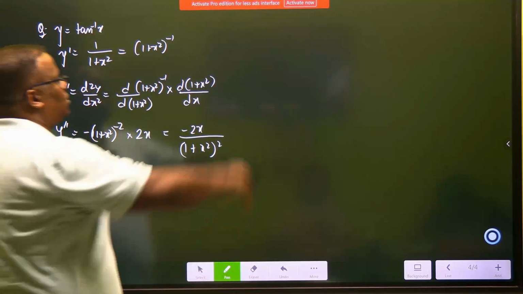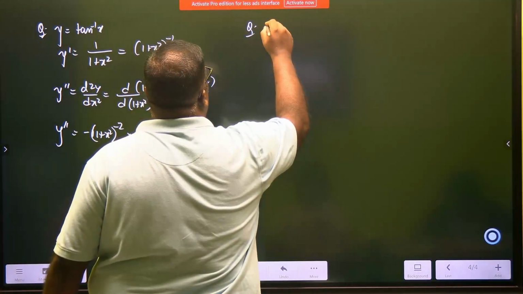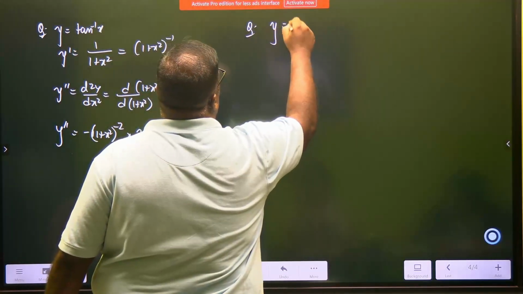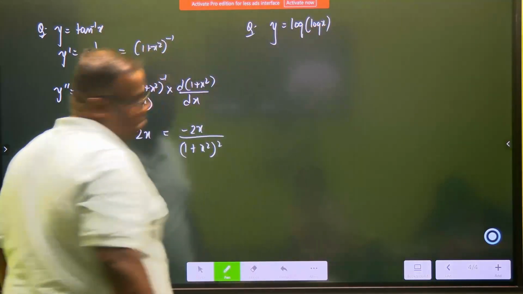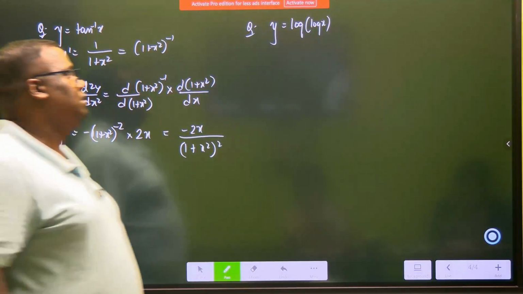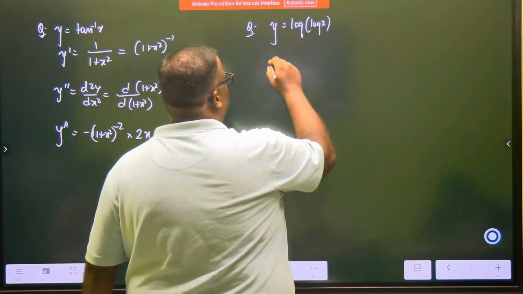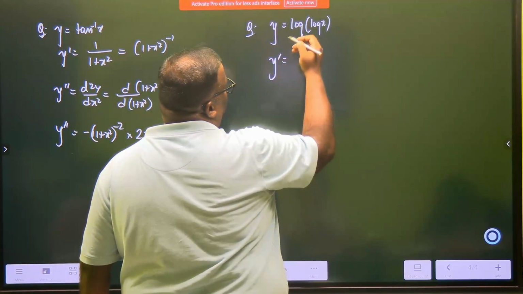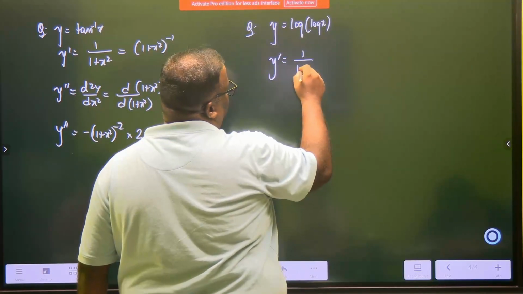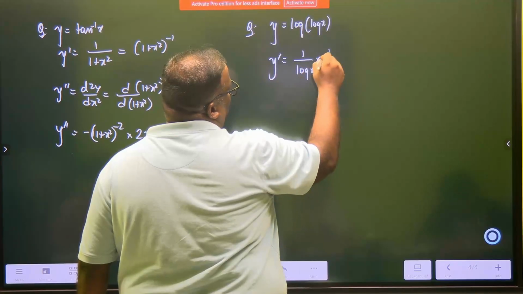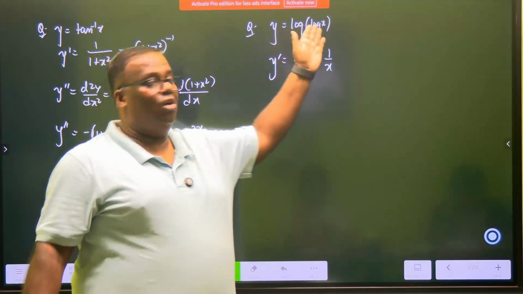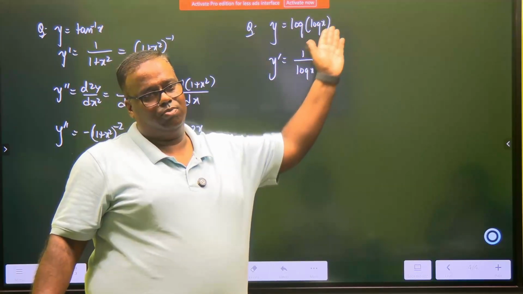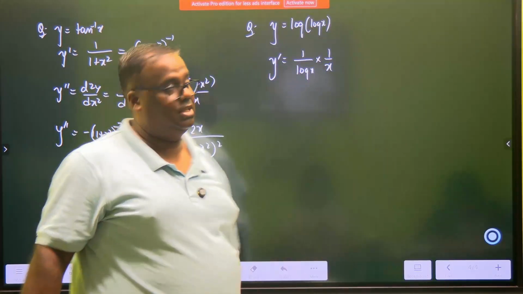Log of log x. y equal to log of log x. So first derivative should be very easy. Can you apply chain rule? So it will be 1 by log x into 1 by x. Did you understand this? d of log of log x is 1 by log x into d of log x. That is 1 by x.